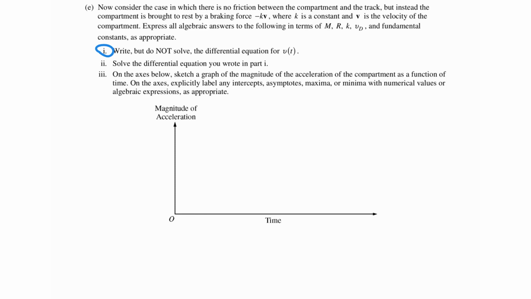For part 1, I think all we need to do is write Newton's second law, and for the force we need to write the braking force that they've described in the problem, minus k times v. The mass of the object is m, and the acceleration can be expressed as dv/dt. And so this is a differential equation that could be solved for the velocity as a function of t.